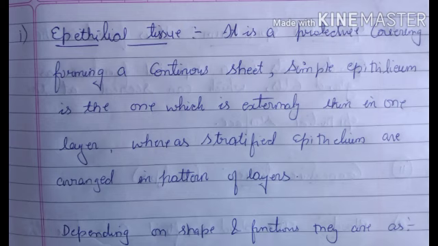It is a protective covering forming a continuous sheet. Simple epithelium is the one which is present in one layer only, meaning it is a covering and protecting layer. It is the first or outer layer of an organism, which is very thin, in one layer only. And stratified epithelium means the cells are arranged in a pattern of layers. Depending on the shape and the function, they are classified.